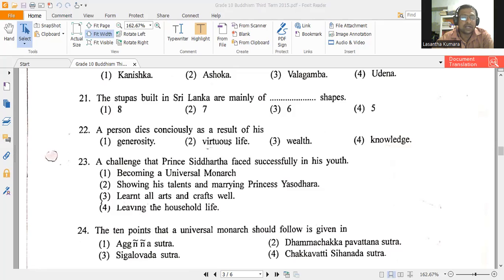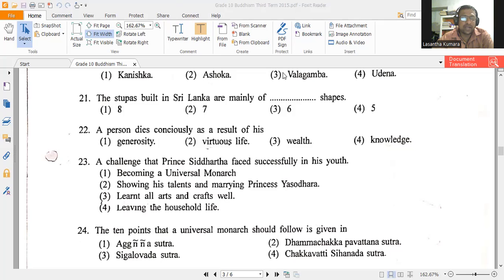Then we go to the 23rd question. I will read the question. A challenge that Prince Siddhartha faced successfully in his youth. I think we had this question in a paper earlier also. So what do you think the possible answer is? Yes, the fourth one, definitely. Faced successfully in his life. Leaving the household life.